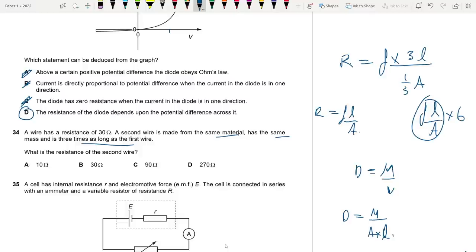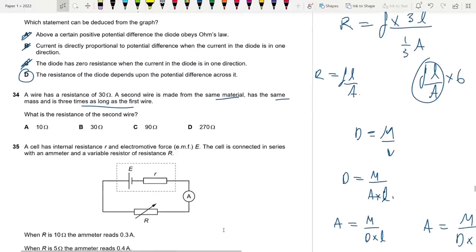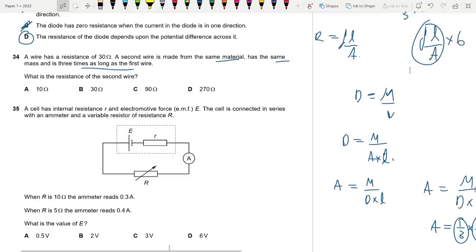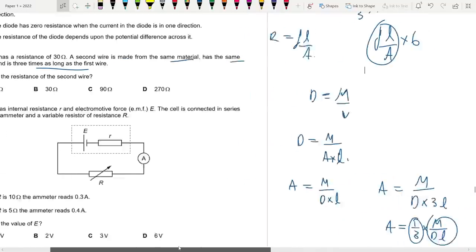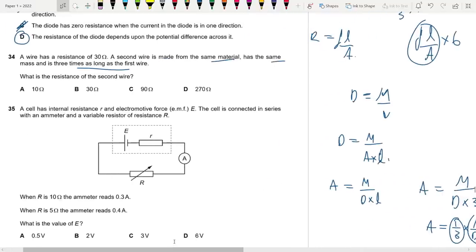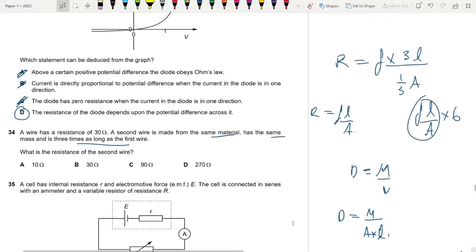34, right? Did I mess up somewhere? 3 times as long. Oh, sorry, mathematical error. 3 times 3 is 9, right? So 9 times 30 is 270. Okay, so it's D.